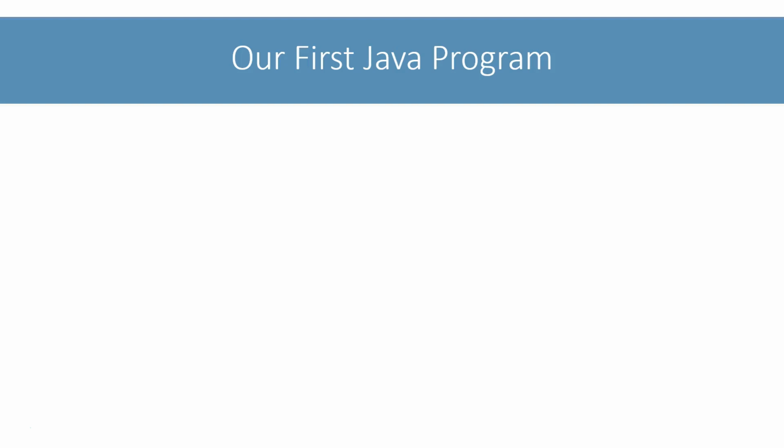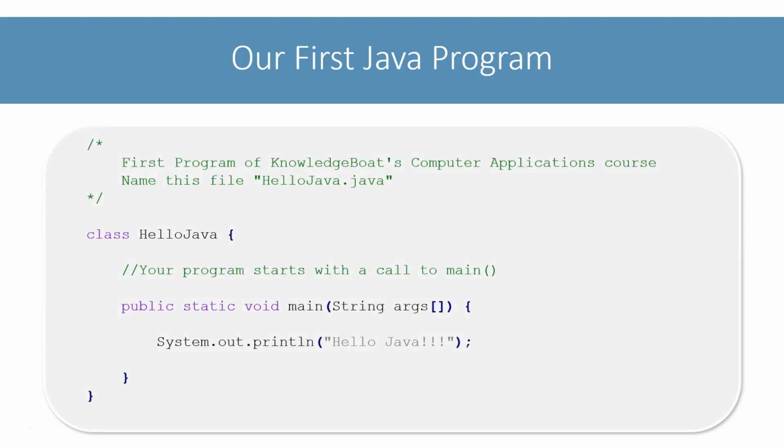Now that we have discussed object-oriented concepts and have developed some basic familiarity with Java, we are ready to look at our first Java program. This is a short and simple Java program which prints Hello Java on the console. Although this program is quite short, it includes several key features that are common to all Java programs. We will go through the program line by line and understand key features of Java programs.